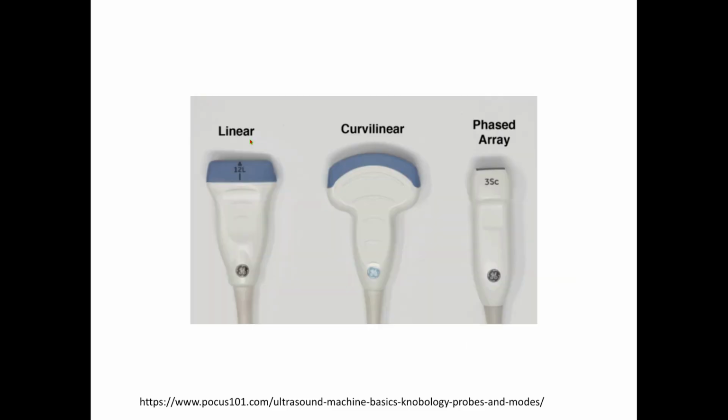So our linear one, this one's high frequency. You got your frequency here. The max frequency on this one is 12 megahertz. So we use this typically for structures that are close to the surface and generally less than 8 centimeters. We use it for our procedures, for example, when we do central lines and art lines. Our curvilinear probe we're using in the abdomen, and our phased array is generally for cardiac.